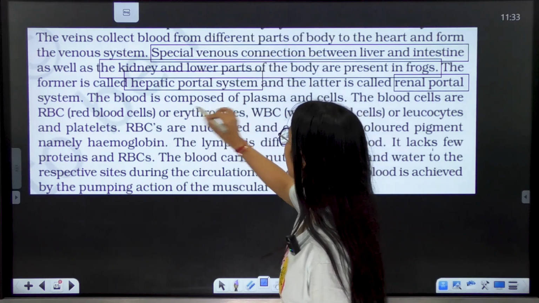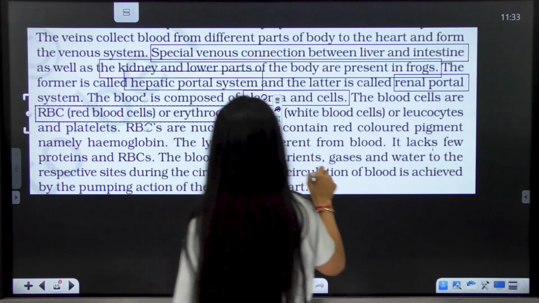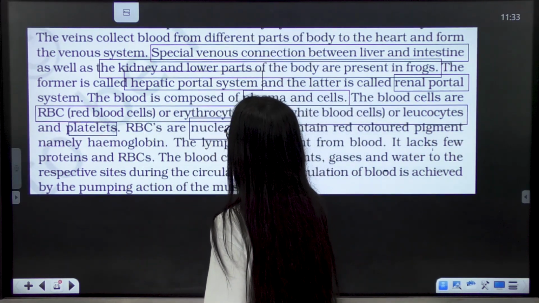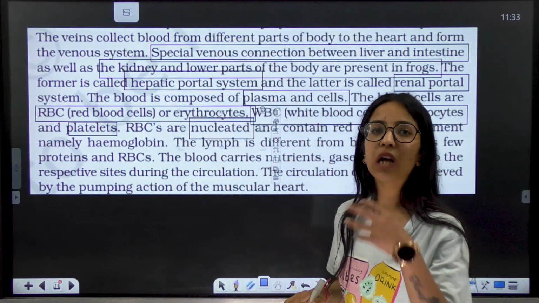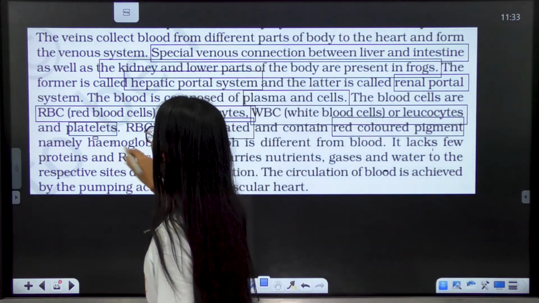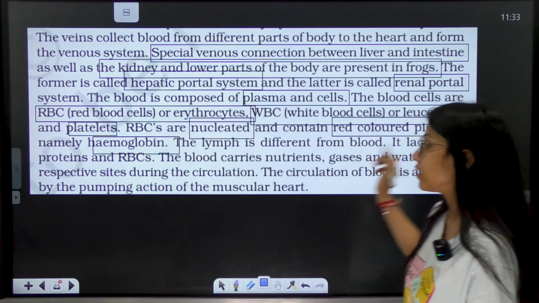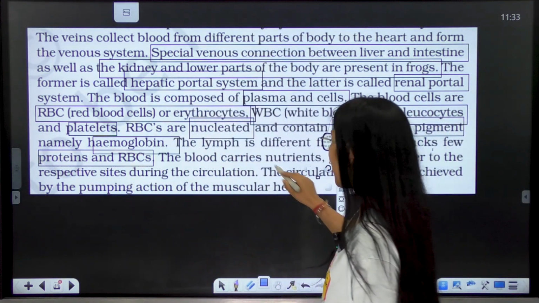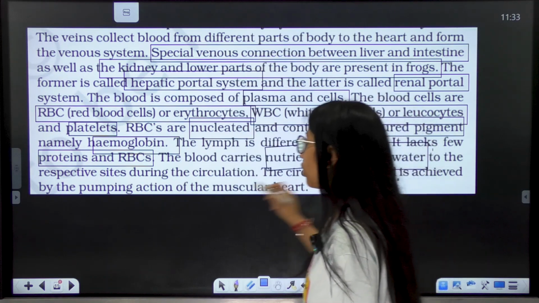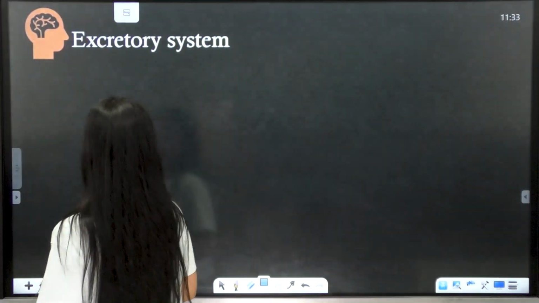The blood is composed of plasma and cells. The blood cells are red blood cells, I had already told you, white blood cells and platelets. Most important point, frog RBCs are nucleated, but our RBCs are non-nucleated and contain a red color pigment called hemoglobin. The lymph is different from blood, as I already told you. It lacks RBCs and proteins. The blood carries nutrients, gases, you know very well, gases, water. And the heart is a muscular heart, already taught you.